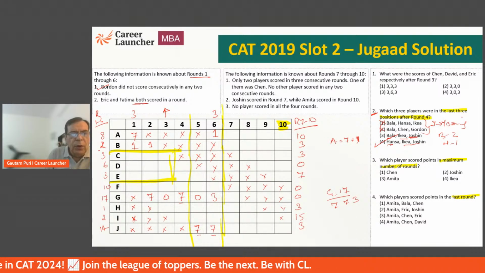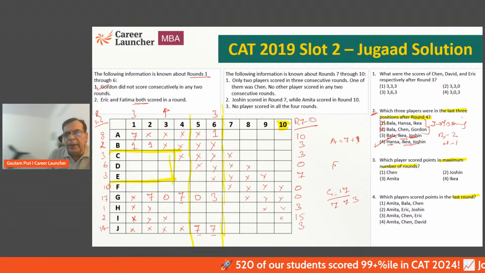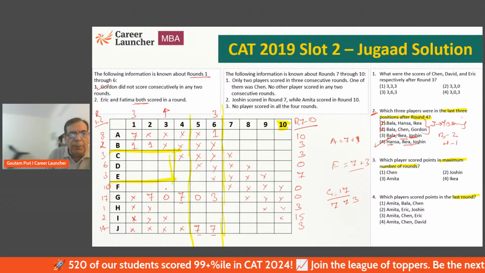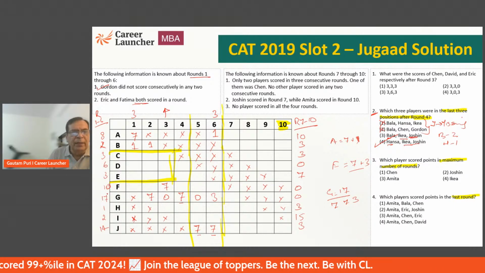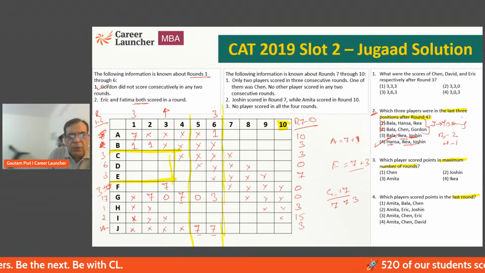So 7 we can get only from F now. Only from F can we get a 7 because F is 10. So F will have to be 7 plus 3. No other player can give me a 7 for round number 3. So F has to be 7 plus 3. So if this is 7, what I'm left with is 3. Let me just erase the ones which are done. So this is done, this is done, 14 is done. Okay, this 17 is done.